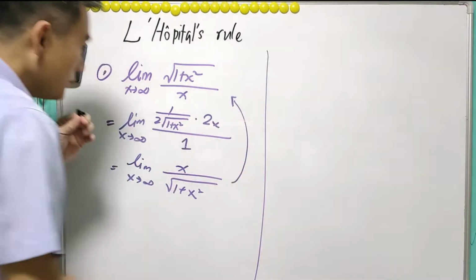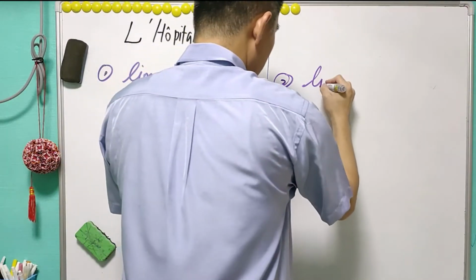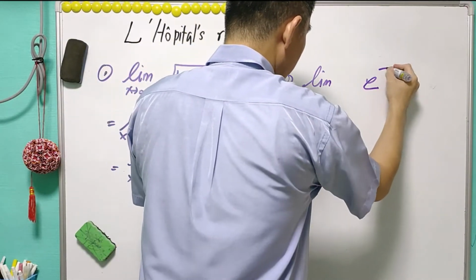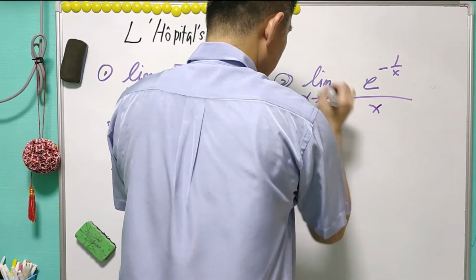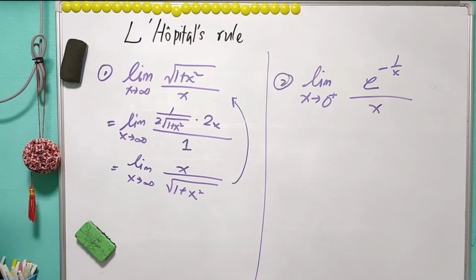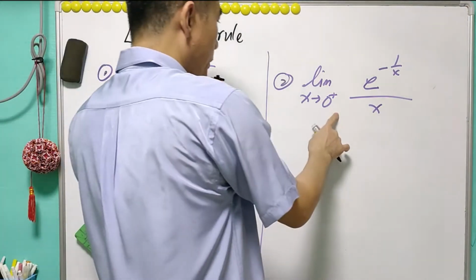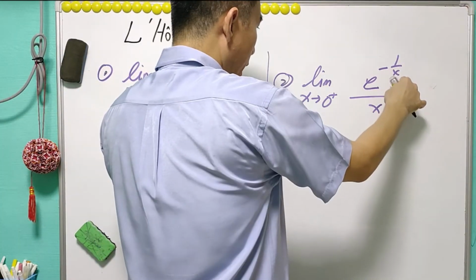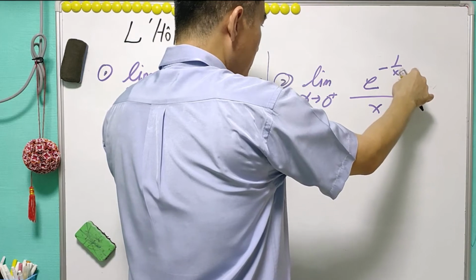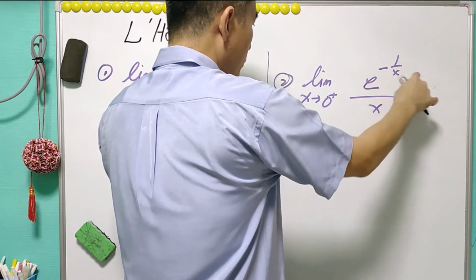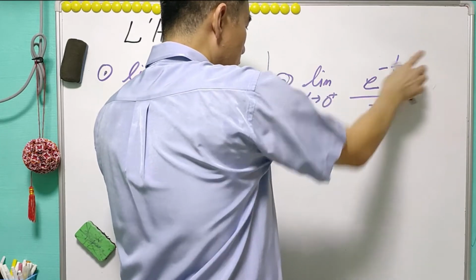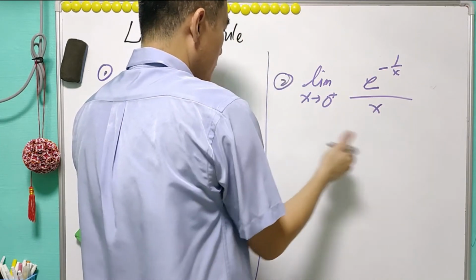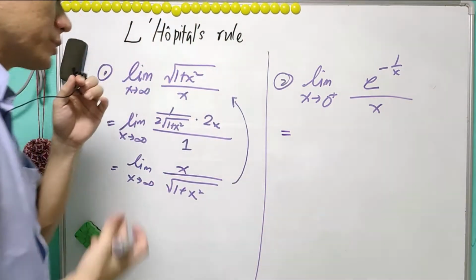The second scenario is the limit of e to the power of negative 1 over x when x goes to 0 plus. Now what happens here is that when x goes to 0 plus, negative 1 over x will go to negative infinity. E to the power of negative infinity will go to 0. The numerator goes to 0 and the denominator goes to 0. Now we can use L'Hopital's rule here.